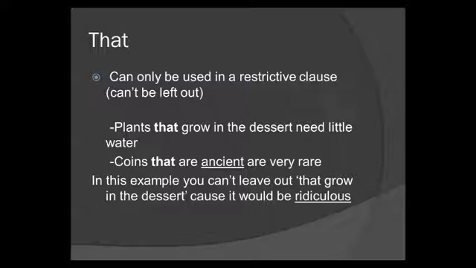That is the last form. This form can only be used in a restrictive clause, which means it can't be left out. In the example you see, you can't leave out the part that says that grow in the desert, because if you would leave this out, this sentence would be ridiculous and would make no sense.